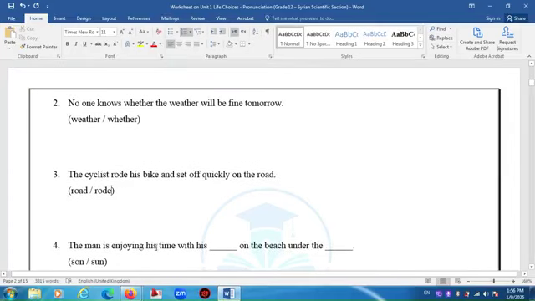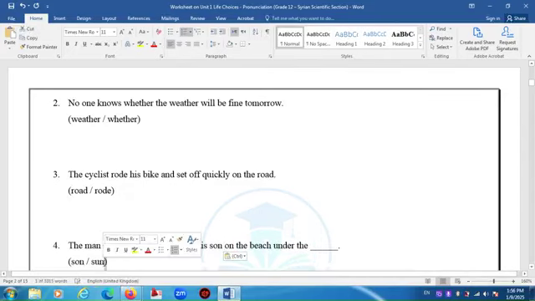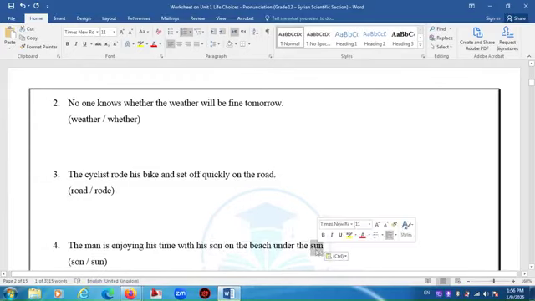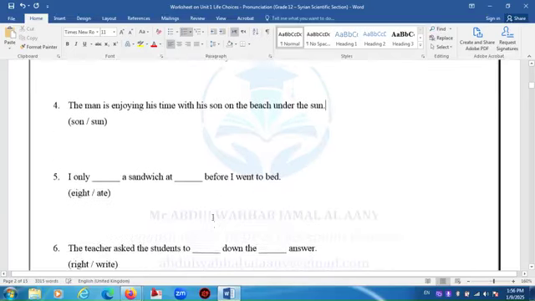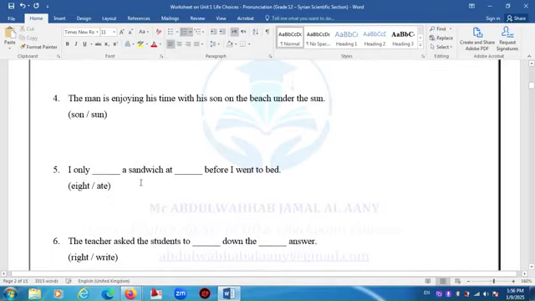The man is enjoying his time with his son on the beach under the sun. Okay? So with his child under the star, under the sun. I only ate a sandwich at 8 o'clock before I went to bed. First one is a verb, the second one is a noun. Sorry, at eight. Yeah, you can consider it like a noun.